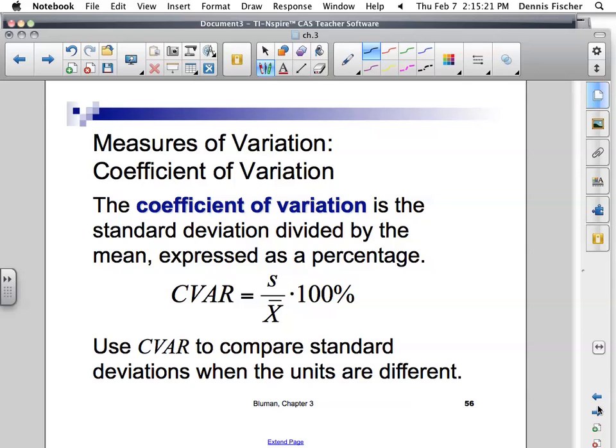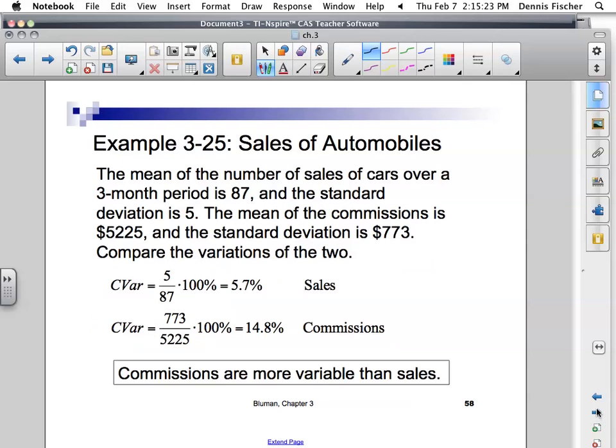For example, I think they have a problem here. The mean number of sales of cars over a 3-month period is 87 with a standard deviation of 5. The mean commission is 5,225 and the standard deviation is 773. Compare the variations of the two. So why couldn't we just compare the standard deviations? Because they represent two different things, correct? One represents the standard deviation of the number of sales of cars, and the other represents the price. One represents how many were sold, and one represents price. So you can't compare the two that way.